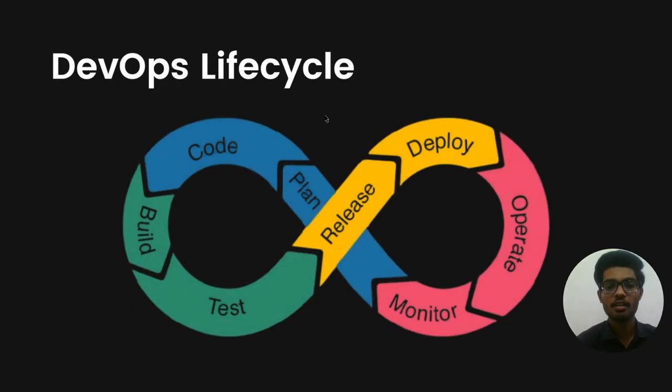So this is the complete DevOps life cycle. It forms an infinity loop. It starts with the planning. After that, coding and developing our system or our software. After that, we are building that.